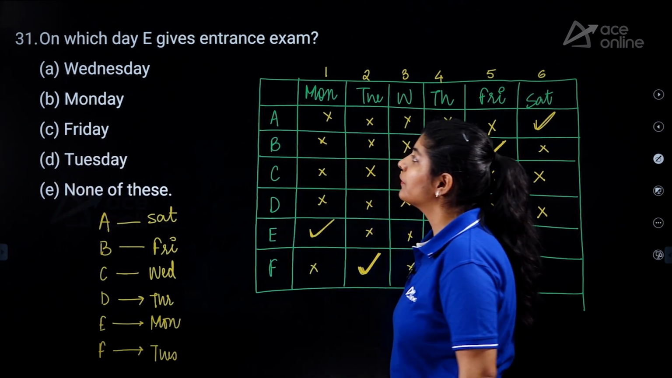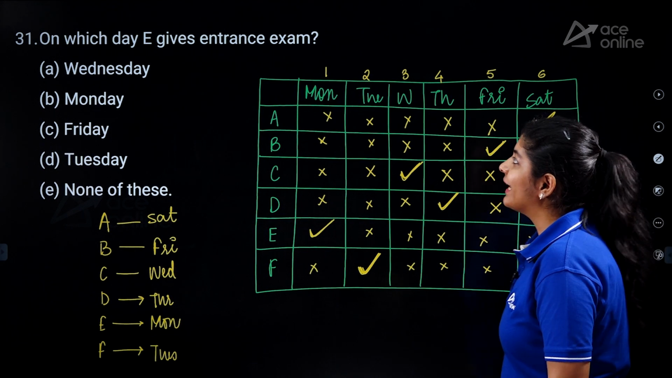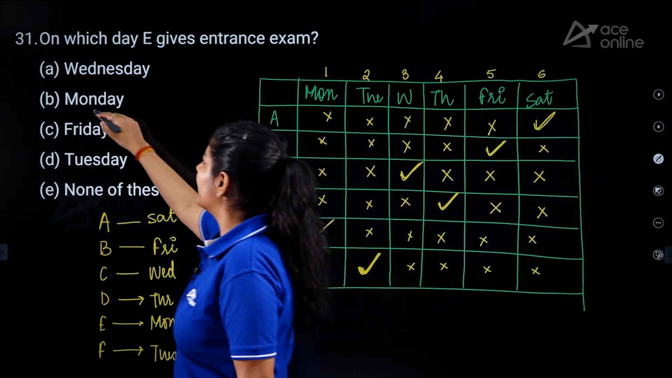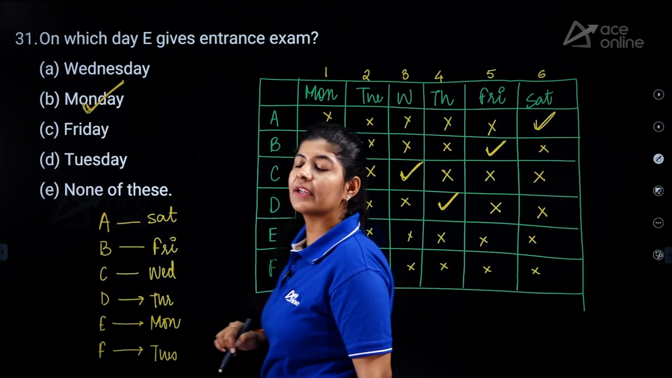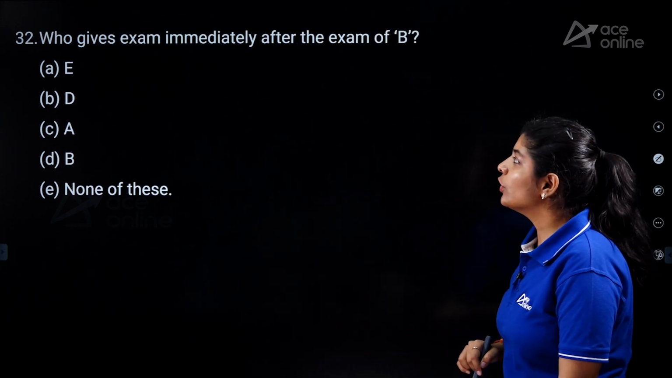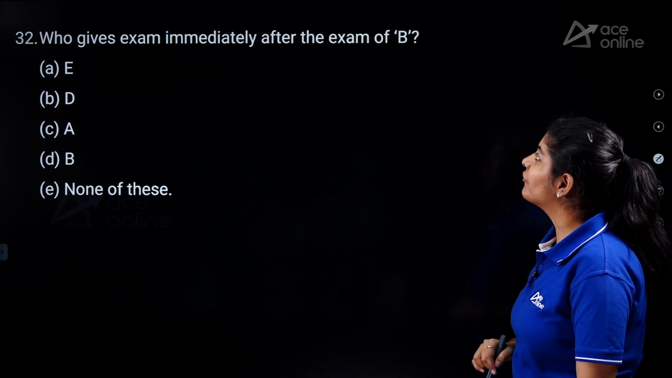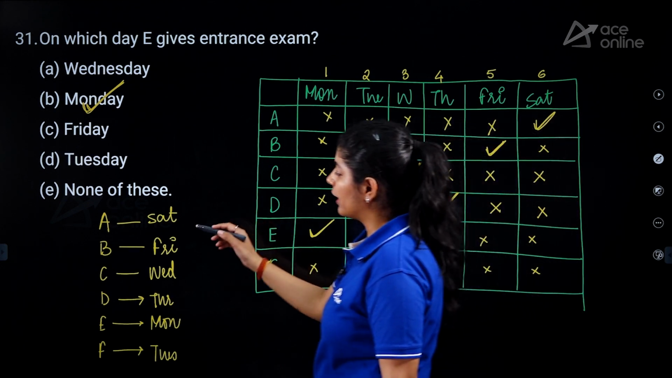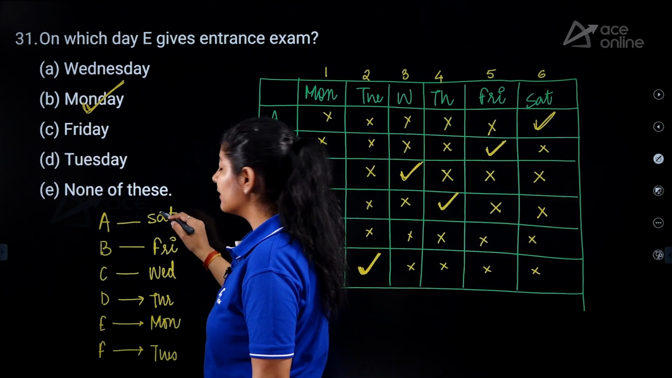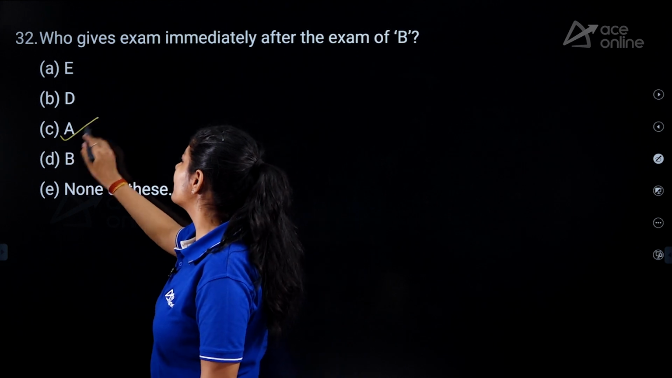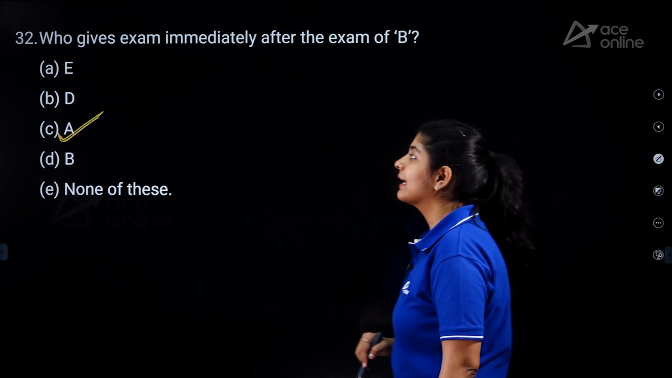Now, what we need to answer? On which day does E give the entrance exam? On Monday, so option number B is the correct one. Next, who gives the exam immediately after the exam of B? So after Friday, A gives the examination. So basically option number C is the correct one.